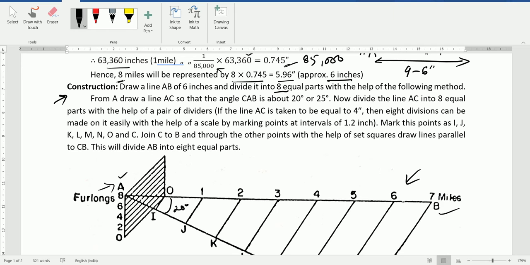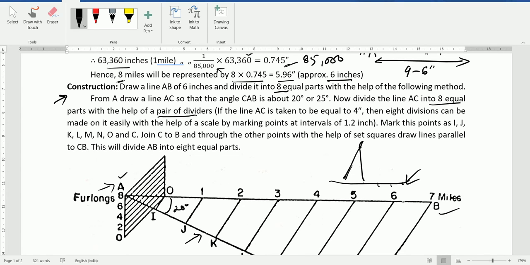Now divide this line AC into 8 equal parts with the help of a pair of dividers. If the line AC is taken to be equal to 4 inches, then 8 divisions can be made on it easily with the help of a scale by making points at intervals of 1.2 inch. Or simply you can use a divider. I think you may know the divider, the pointed one, and simply using the divider you can mark along this line.